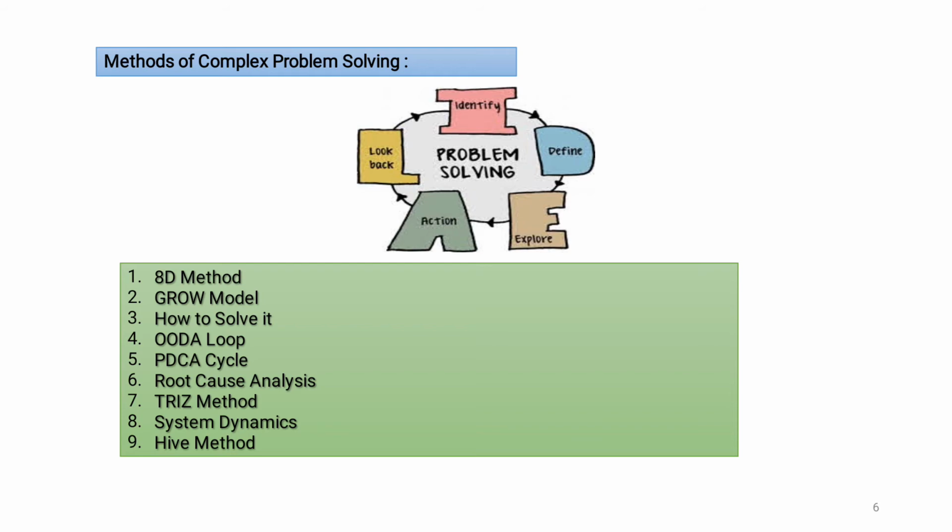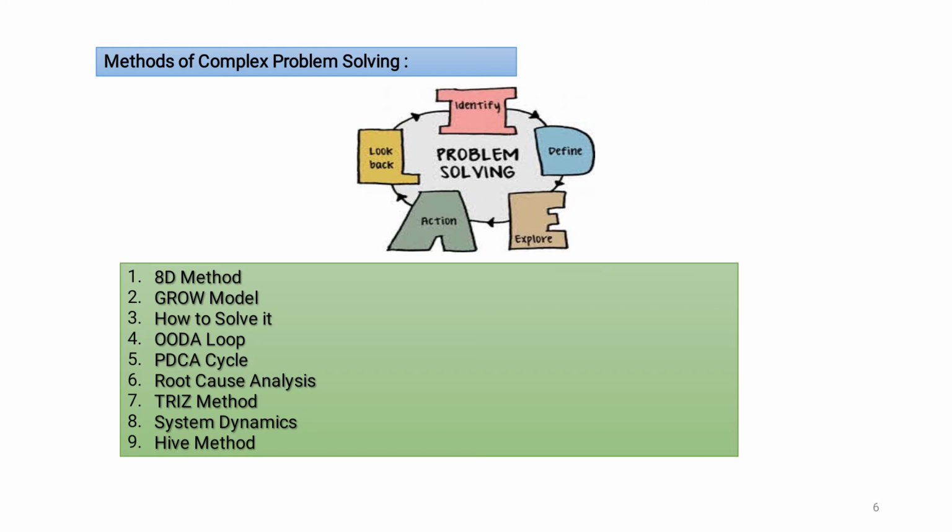The 8 disciplines start from D0 to D8. D0 is plan. Then we have D1, use a team. D2, describe the problem. D3, develop the interim containment plan. D4, determine and verify the root causes and escape points. D5, verify permanent corrections for the problem. D6, define and implement corrective actions. D7, prevent system problems. And D8, congratulate the main contributors of your team. That is the 8D method. Here you just need to know the full forms and how the 8D method works.